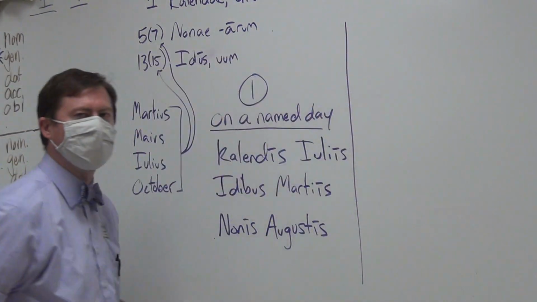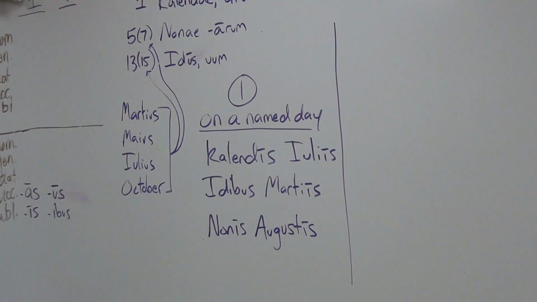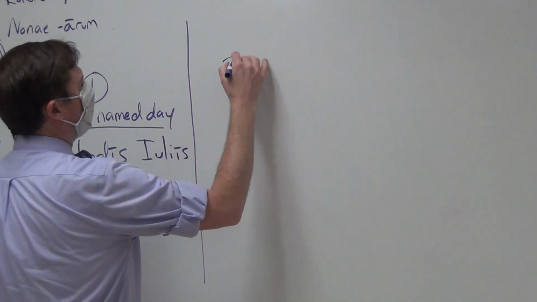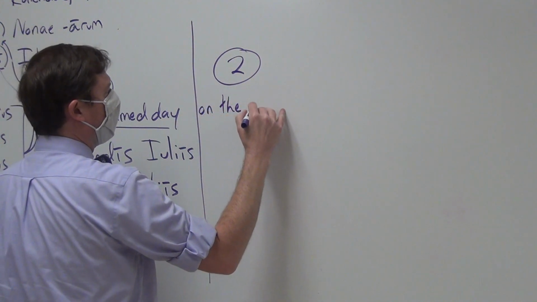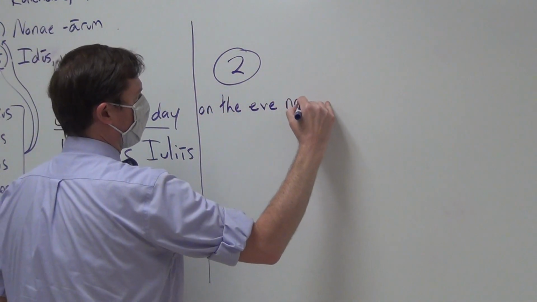That brings us to the second way by which you can express a date. And that would be on the eve of a named day.